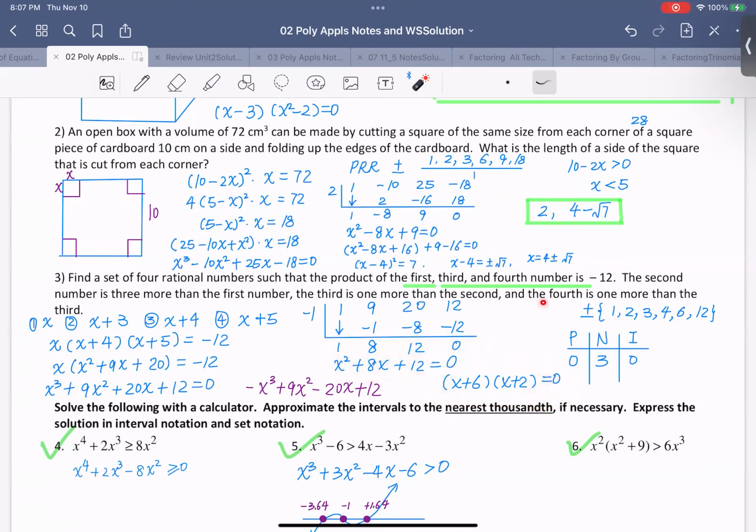And then you can list all the sets of the 4 numbers. So you want to make x equals negative 1, then you write down the other 3. X equals negative 2, you write down the other 3. X equals negative 6, you write down the other 3. Okay?